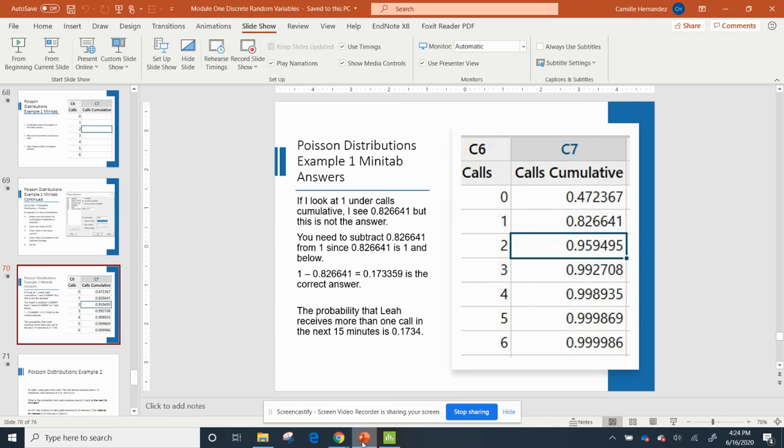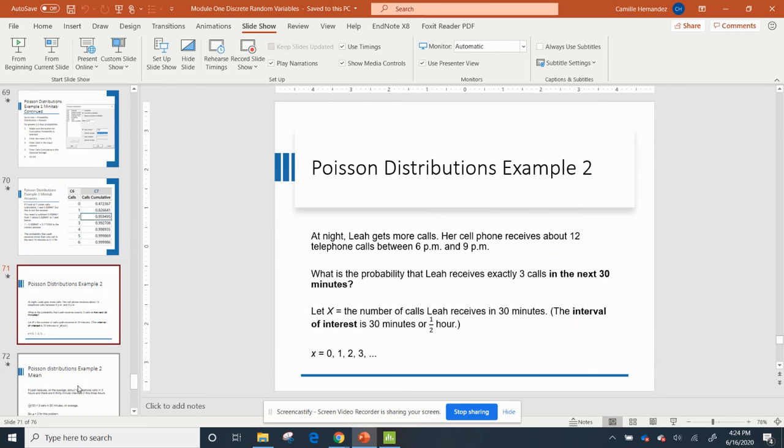All right, so we did that one. Okay, so then we finished that one. So let's look at example 2. All right, at night, Lee gets more calls. Her cell phone receives about 12 telephone calls between 6 p.m. and 9 p.m. What is the probability that Lee receives exactly 3 calls in the next 30 minutes?